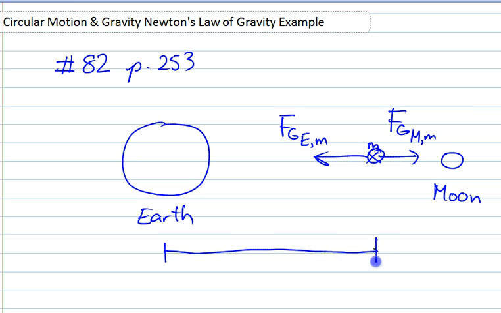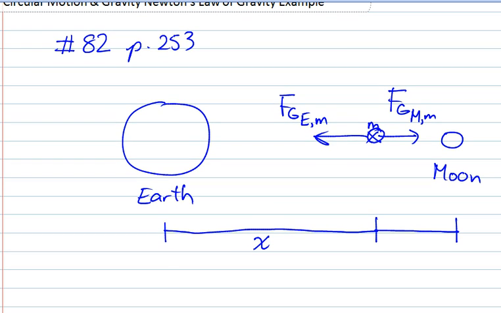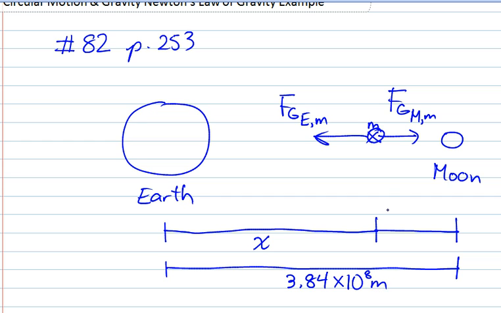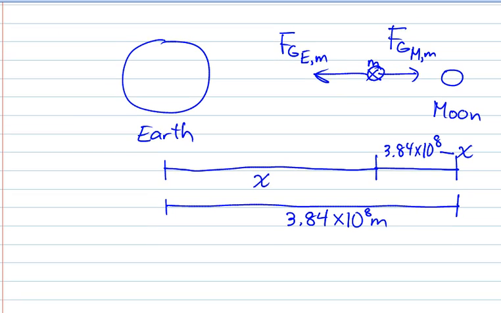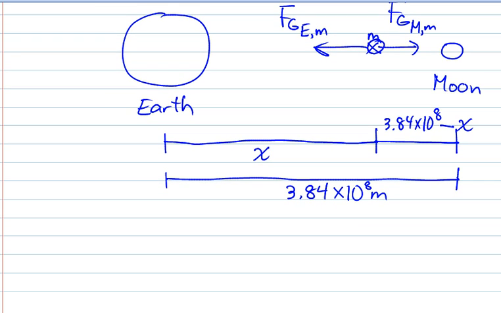So we could call this distance x, and then we would need to call this distance a second variable, except we know the total distance from the Earth to the Moon is 3.84 times 10 to the 8th meters. So that means that this is 3.84 times 10 to the 8th minus x. If I add these two together, I should get my total. Okay, so this allows me to set up an equation.